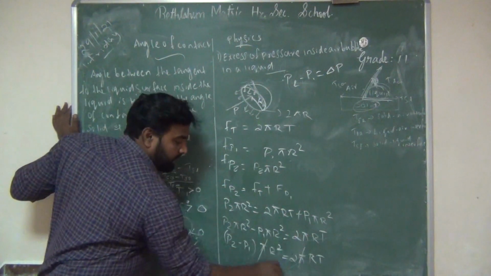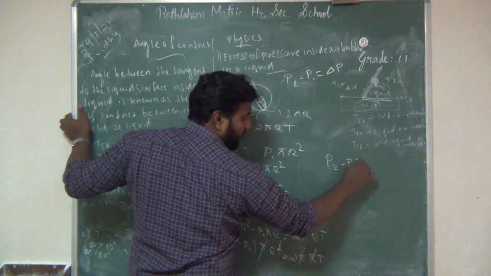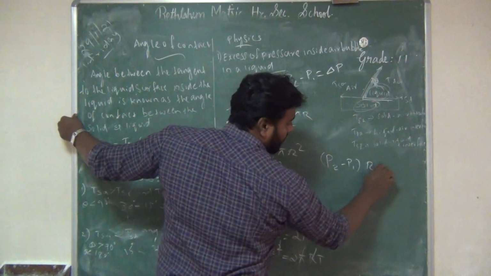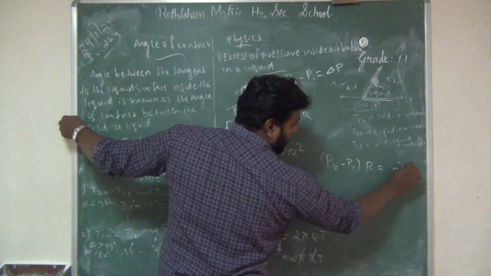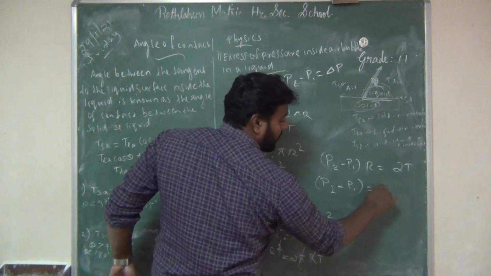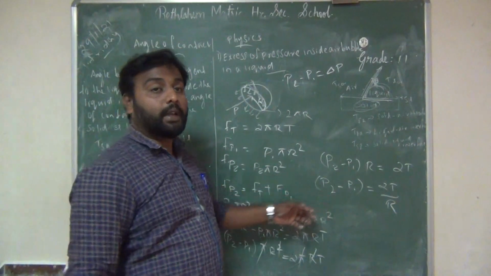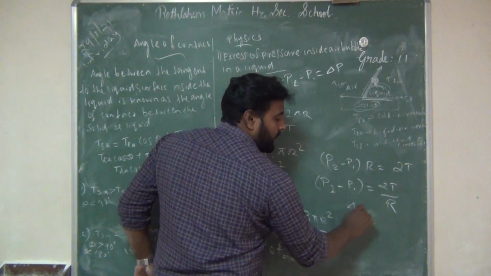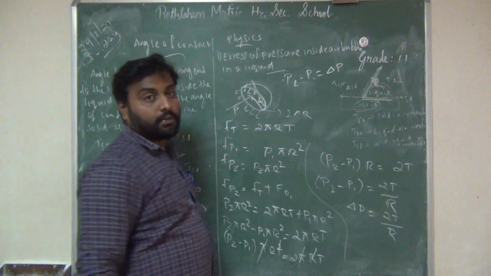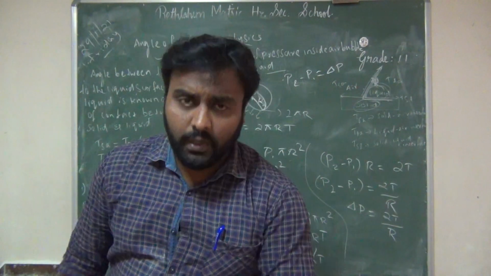Now pi cancels, r cancels. So what is remaining? P2 minus P1 into r equal to 2T. So P2 minus P1 equal to 2T by r. P2 minus P1 means delta P, the excess pressure, 2T by r. This is the excess pressure inside an air bubble in a liquid, 2T by r.